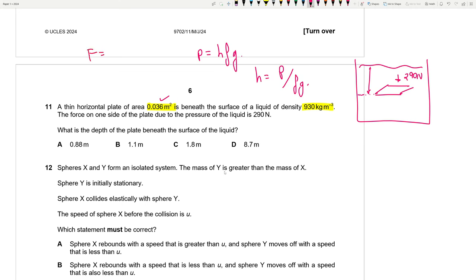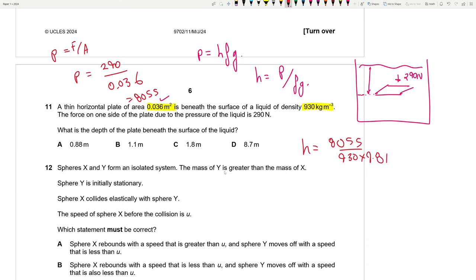We also know that pressure is equal to force by area. So we can find out the pressure, 290 divided by 0.036, which is 8055. Now we can find out height, the depth: 8055 divided by 930 into 9.81. Let's do that. 930 into 9.81 gives us a value of 0.883. So yes, 11 is A.